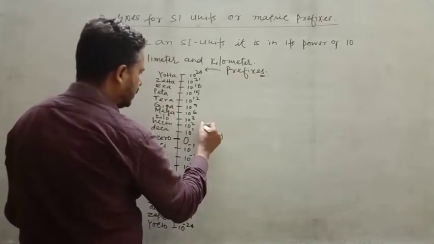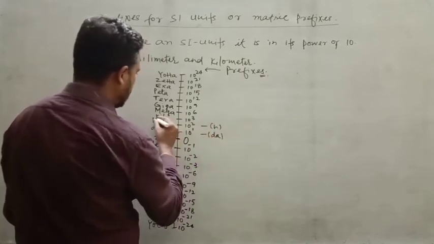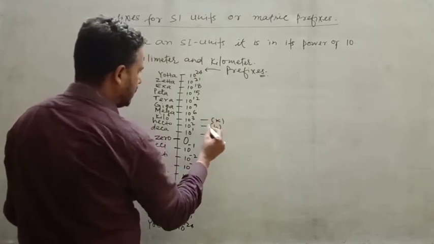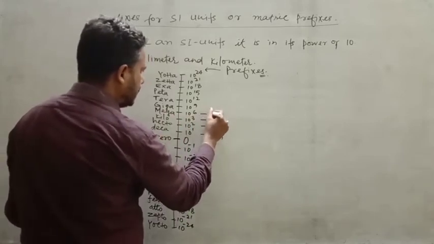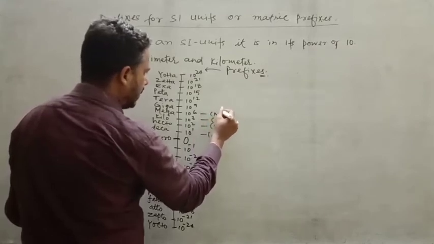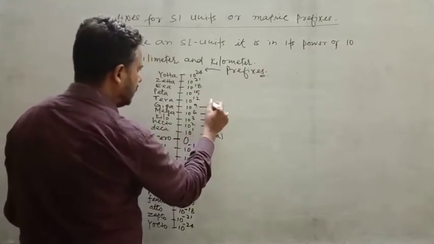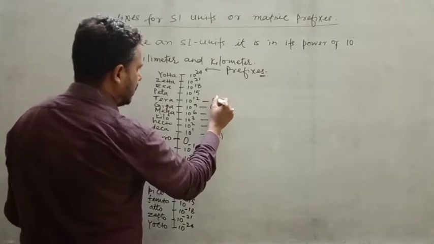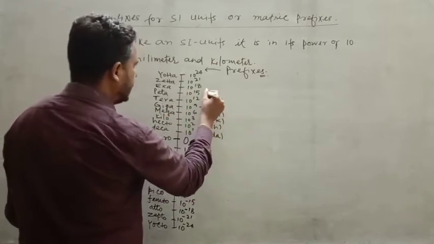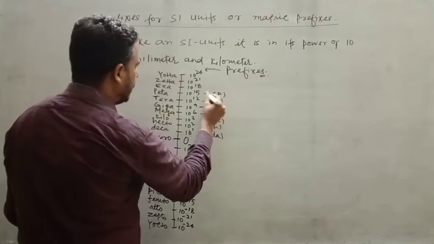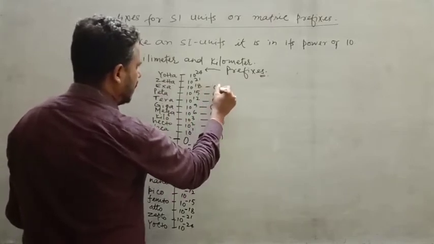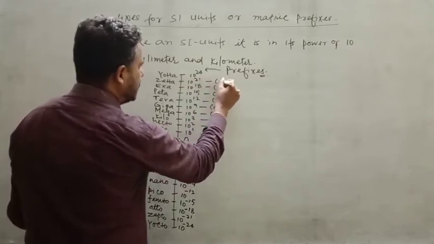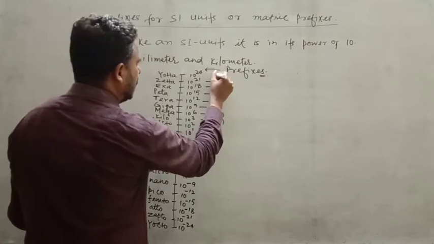Now hecto, so h. Kilo is k. Mega is M, capital. Giga, capital G. Tera, capital T. Then peta, capital P. Then exa, capital E. And then zetta, capital Z. And then yotta, capital Y.